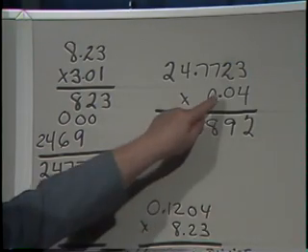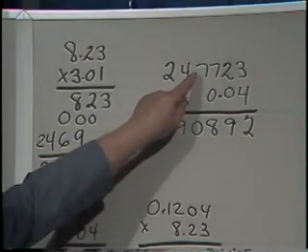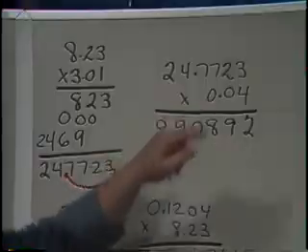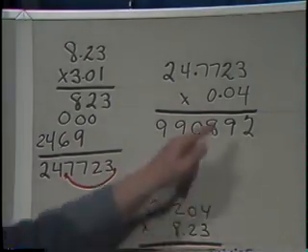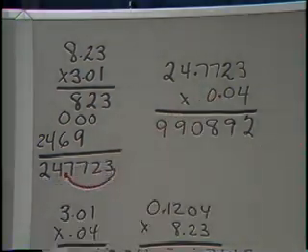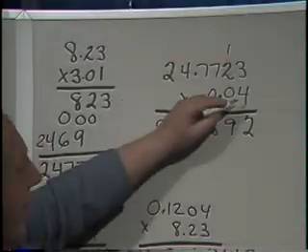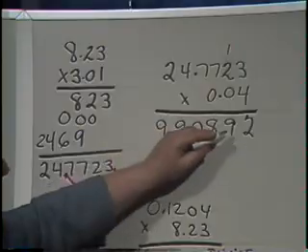And how do we do that again? Pretend the decimal point is not in here, multiply as if this were 247,723 times 4. We multiply this out. You see the usual way, nothing new here. See what I'm saying here? 4 times 3 is 12. Put down the 2 and carry the 1. 4 times 2 is 8 and 1 is 9.